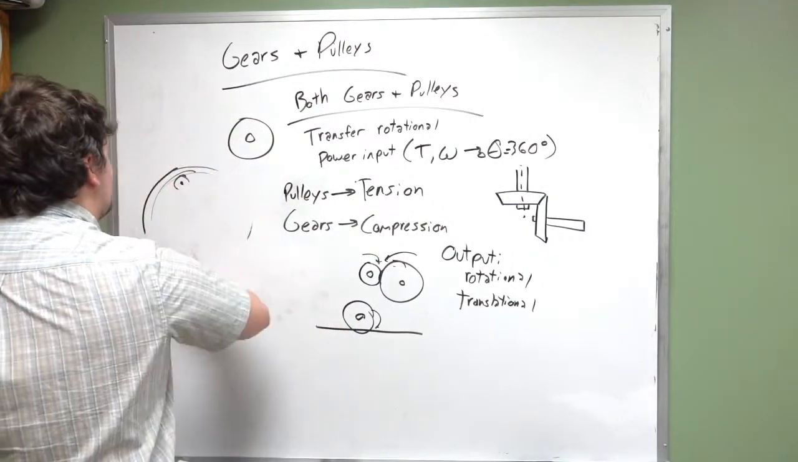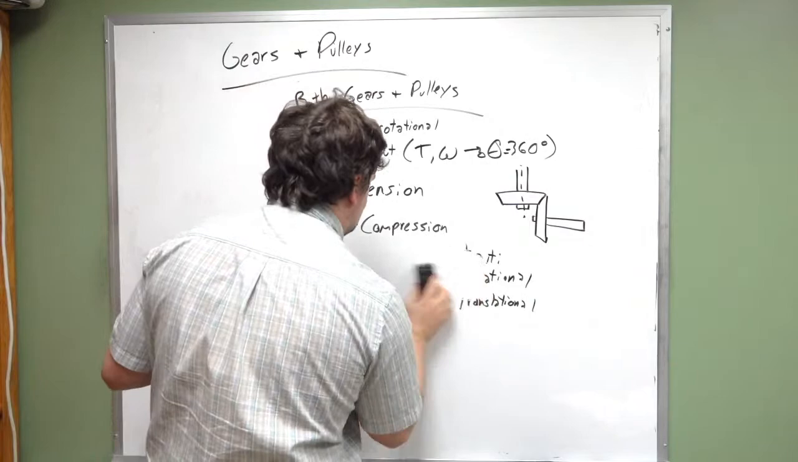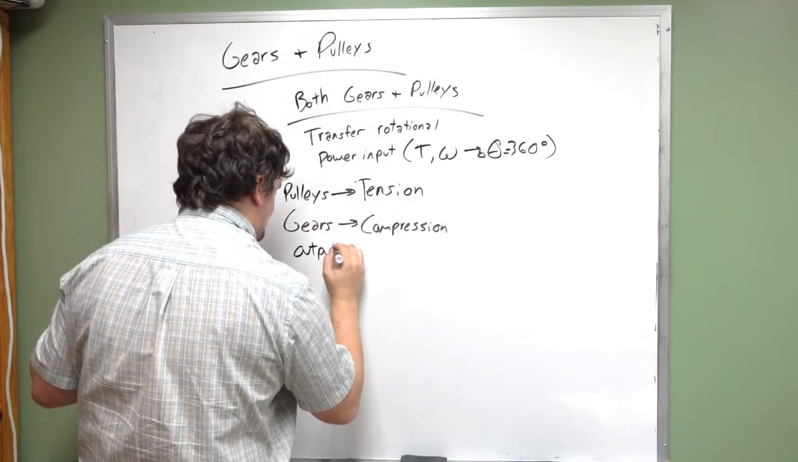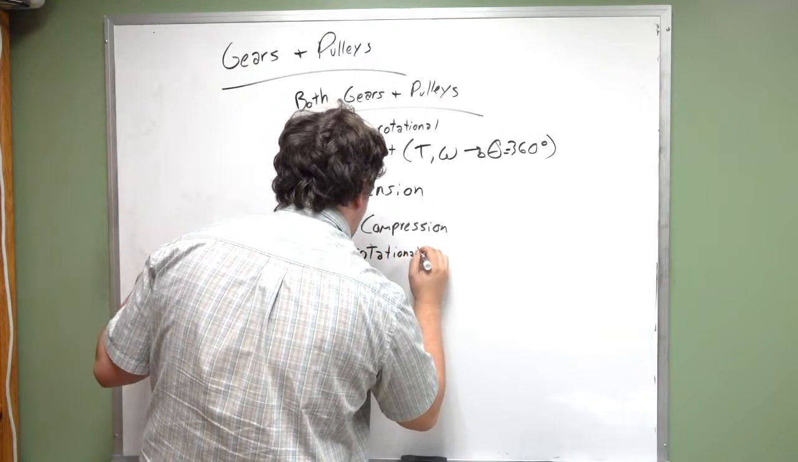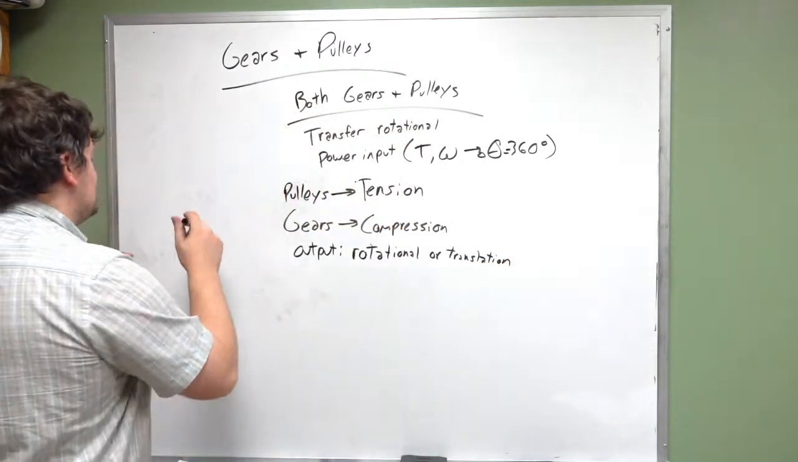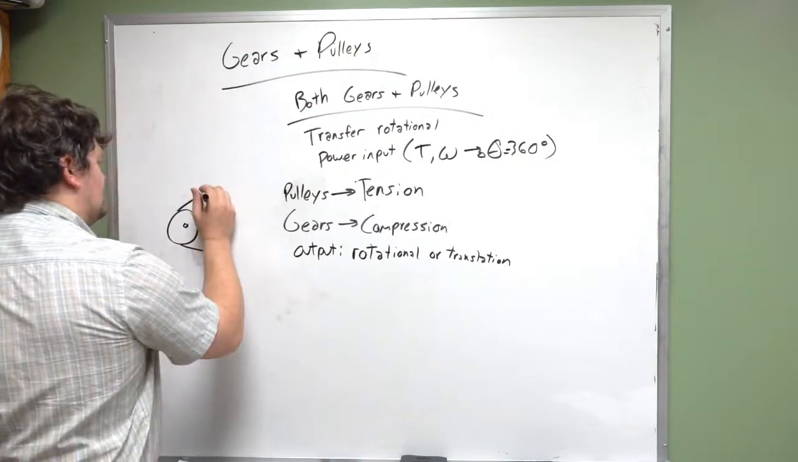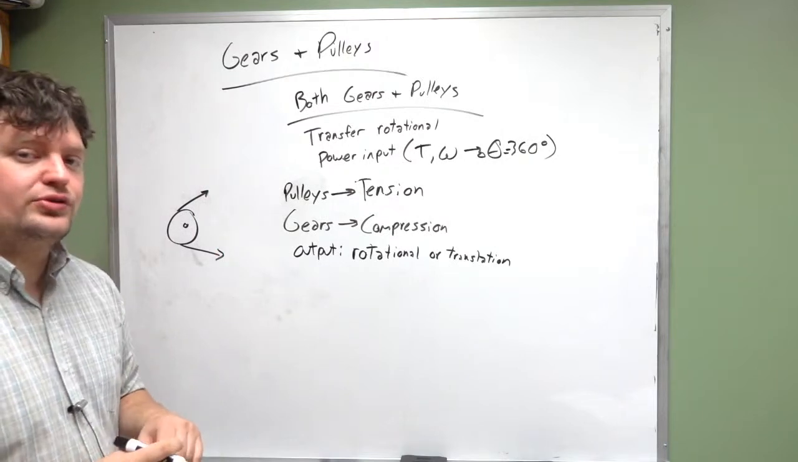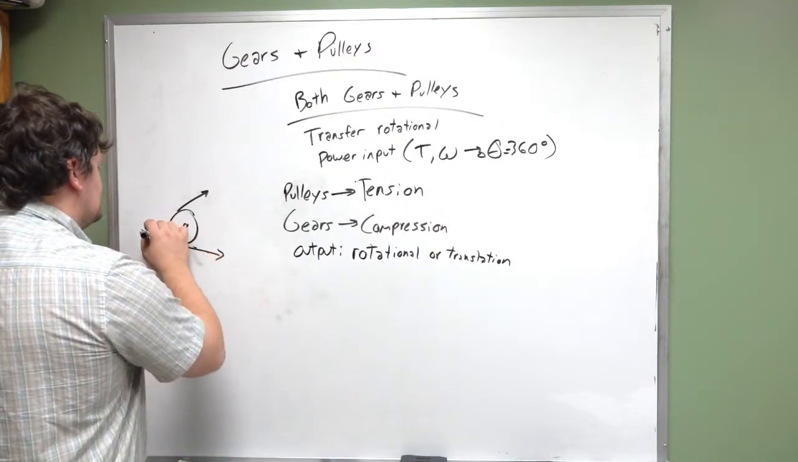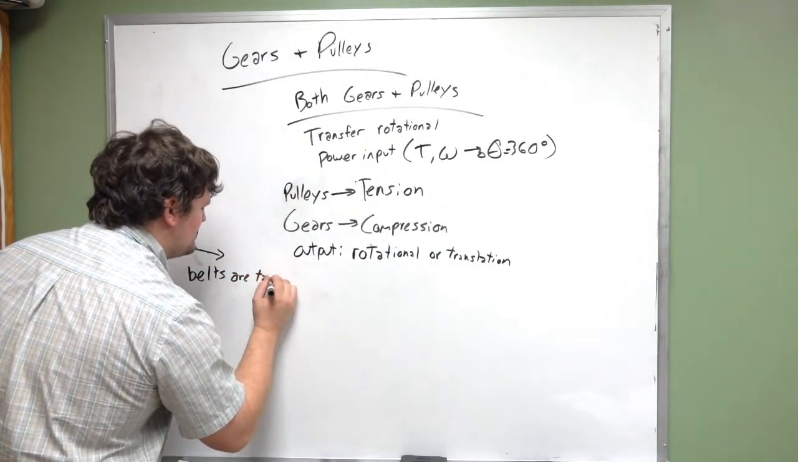With a pulley, what you have is instead of pushing using teeth, what a pulley has is a belt that pulls on it from two directions. Okay, this belt has to maintain tension in both directions in order for this pulley to work. These belts are tangent to the circle at where they happen. They always have to be tangent. Otherwise, they're not engaging well.